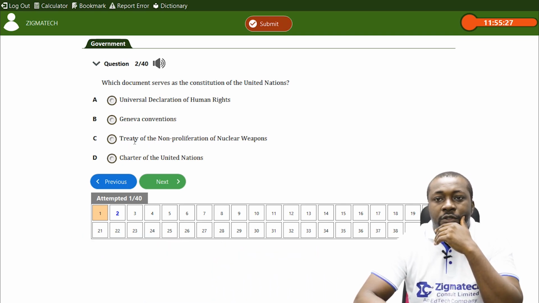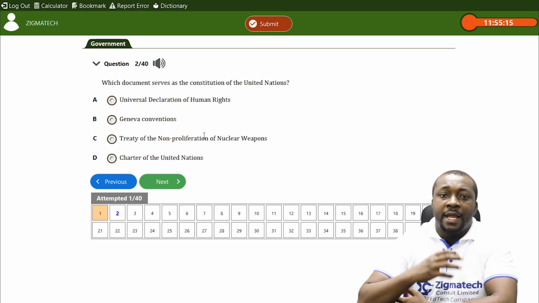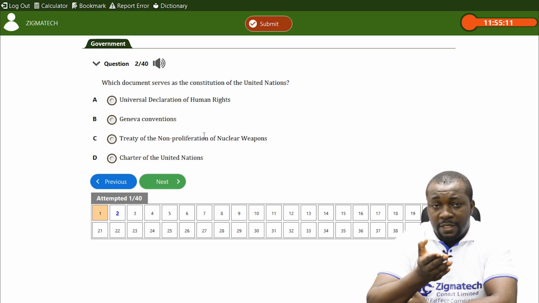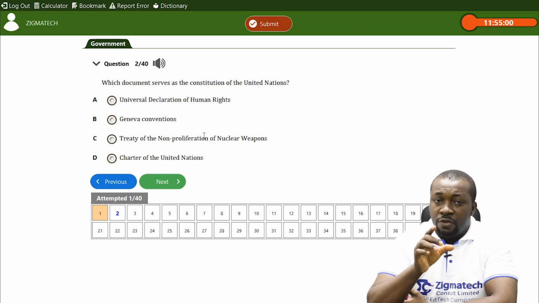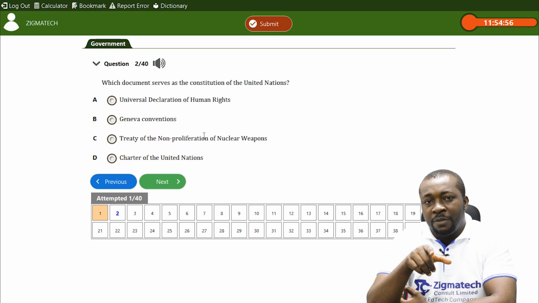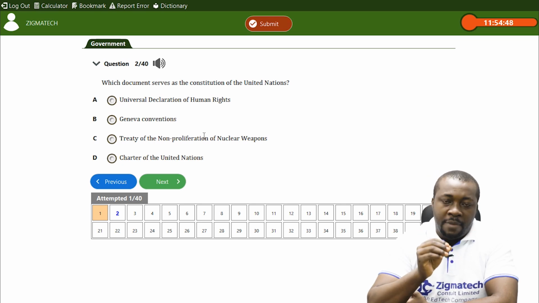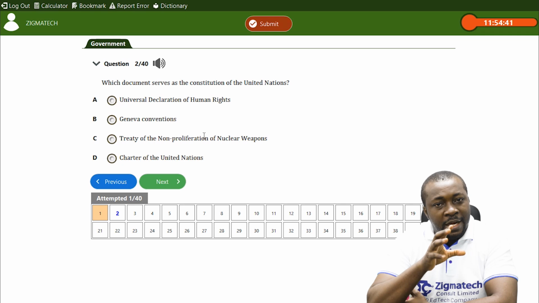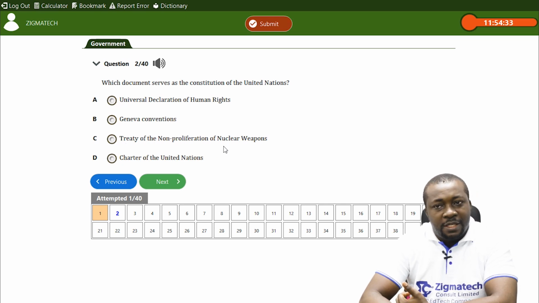Now let's look at option C, the Treaty on the Non-Proliferation of Nuclear Weapons. It was a treaty agreed in 1968 by the states that have nuclear powers, like the United States of America, Russia, and some other states. The objective of this treaty is to establish caution in the use of nuclear weapons, and rather to use nuclear energy positively for things that will benefit the world, and also to seek disarmament as much as possible. So it's about how to reduce the use of nuclear weapons and possibly to end their use. So this has nothing to do with the establishment of the United Nations.